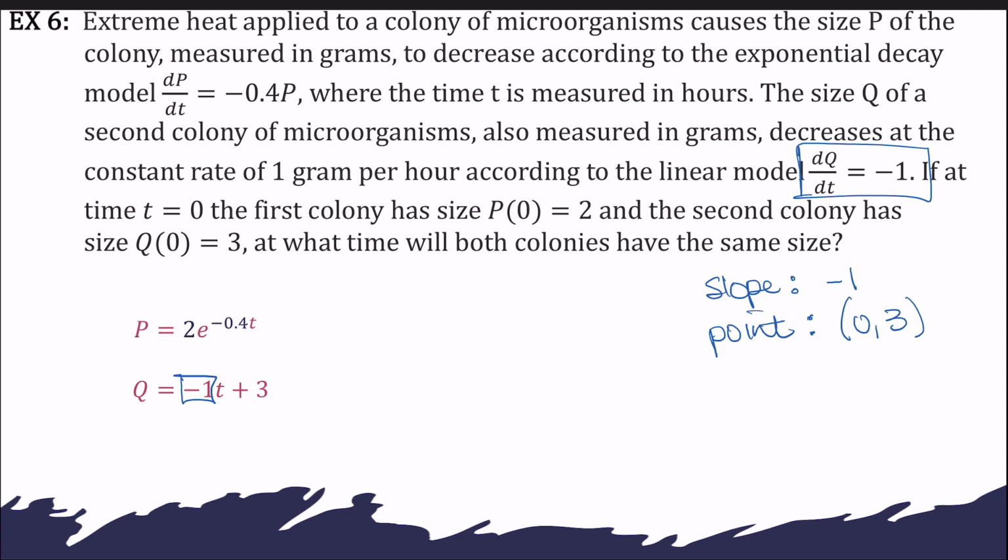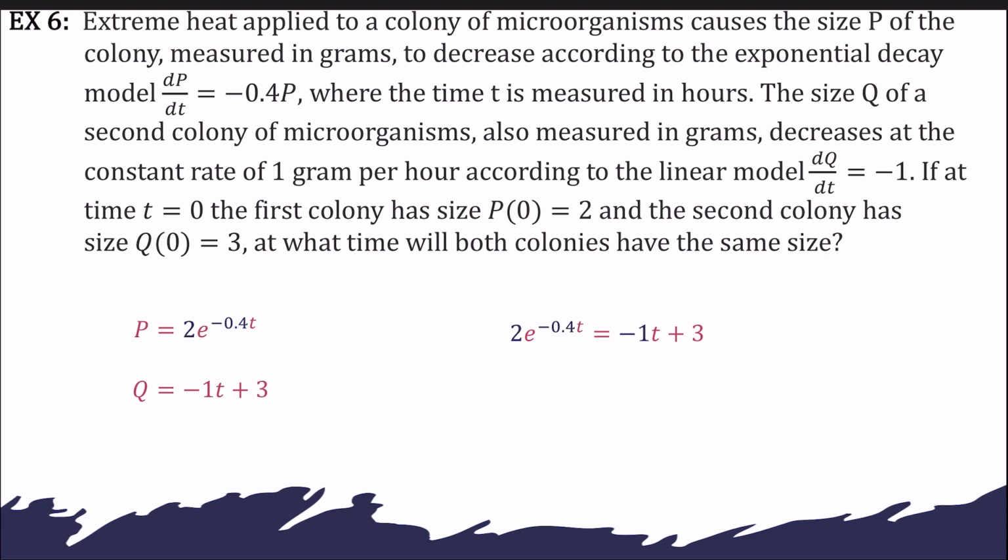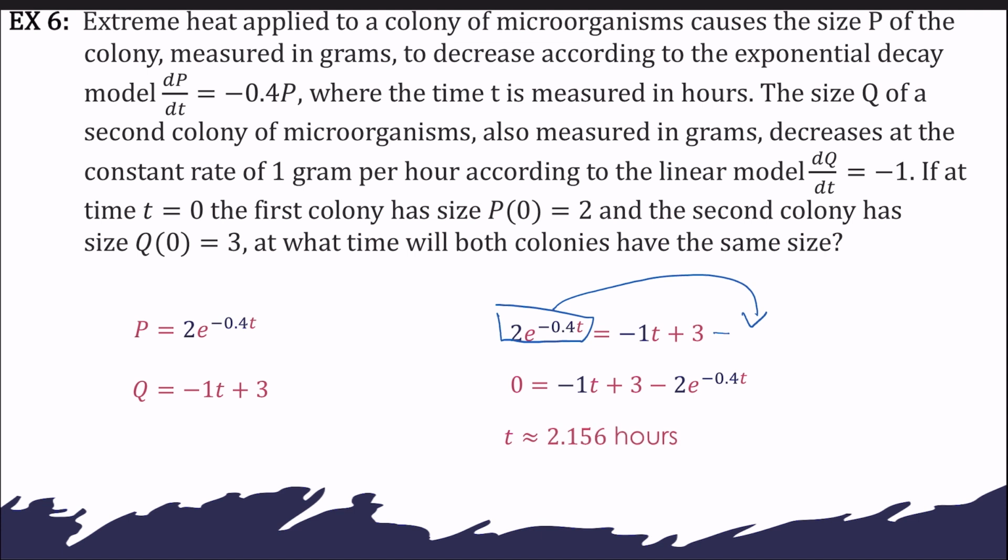At what time will both colonies have the same size? Oh, okay, so that's when the populations are equal, so we'll set them equal to each other. And to do this on a calculator, I find that it's just really easy to set it equal to 0. So subtract this to the other side, and then graph that, trace the zeros, and it looks like about 2.156 hours. The microorganisms will have an equal population.